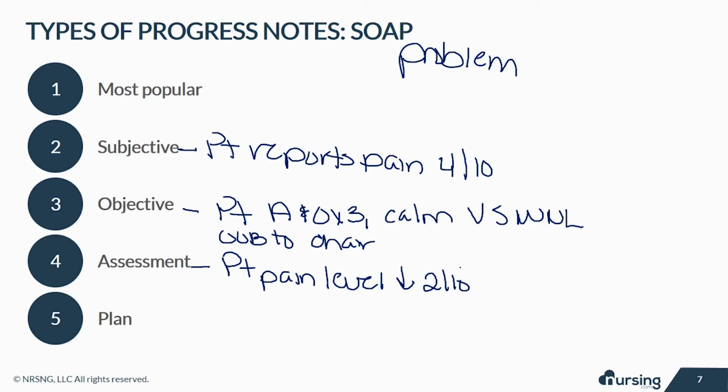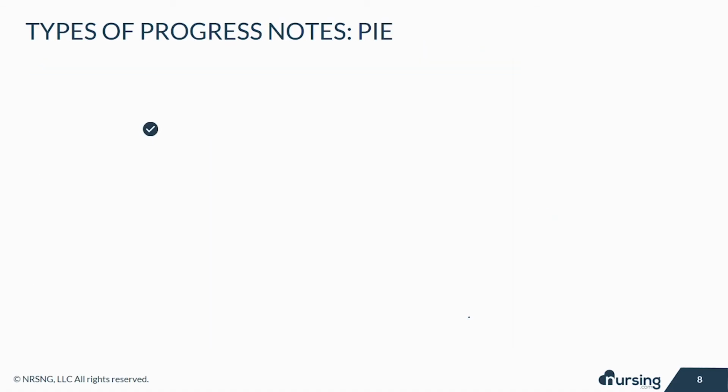Okay. Your plan was your P, okay? This may be something like, we'll continue to assist with activity as tolerated, okay? Continue pain medications, skin care, dressing changes as ordered, and your plan to assess the surgical site throughout the shift and report any other issues to the physician. You want to make sure that you add that in there as well, okay?